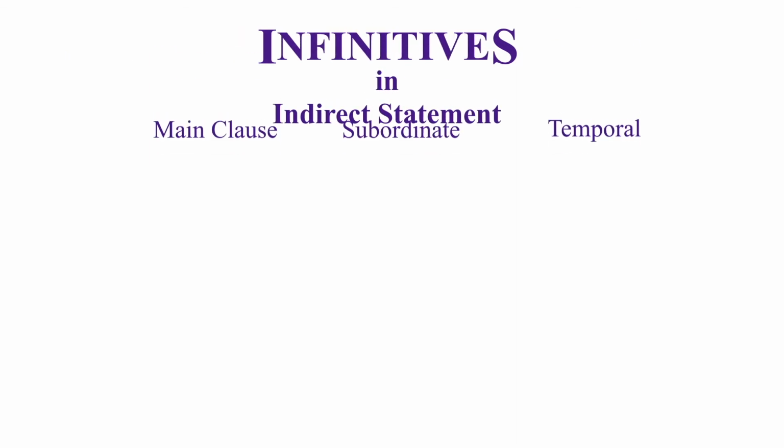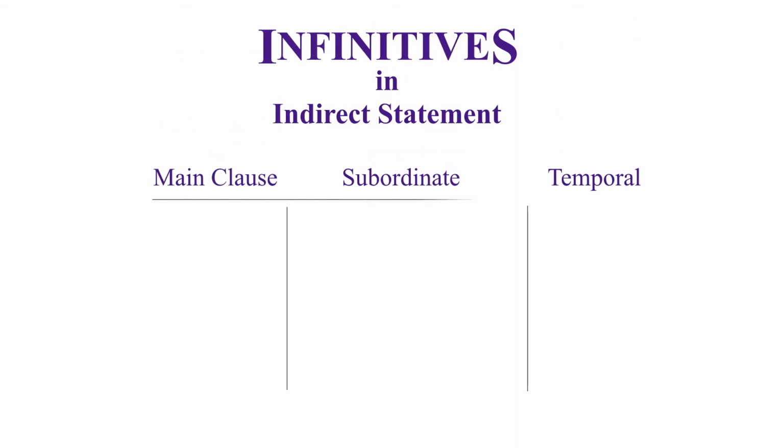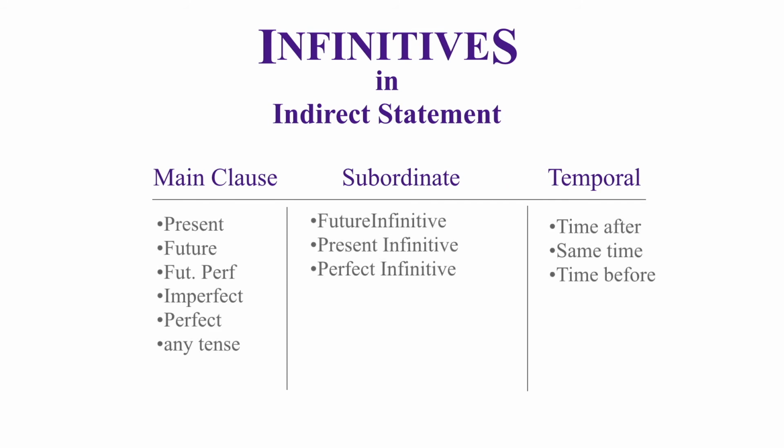One topic we need to discuss is the use of the infinitive in the indirect statement in the main and subordinate clauses. Think of it like a handshake between the verb of the main clause and the subordinate clause. For example, let's say that in your main clause you have a present tense verb, and for your subordinate clause you wish to show time after. You would choose the future infinitive.